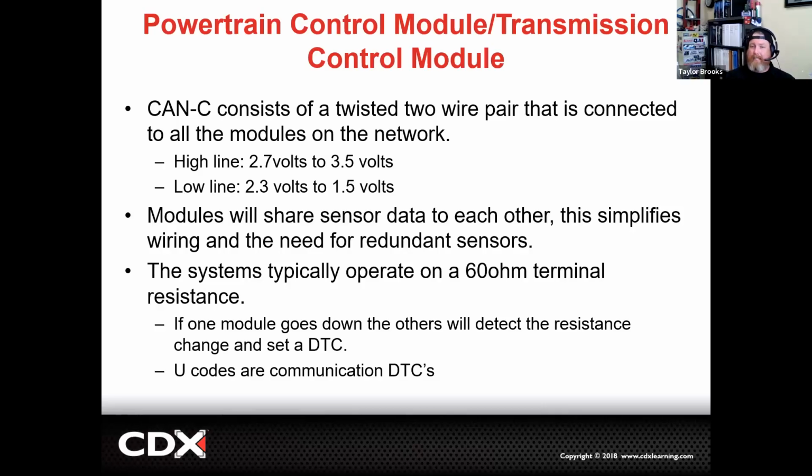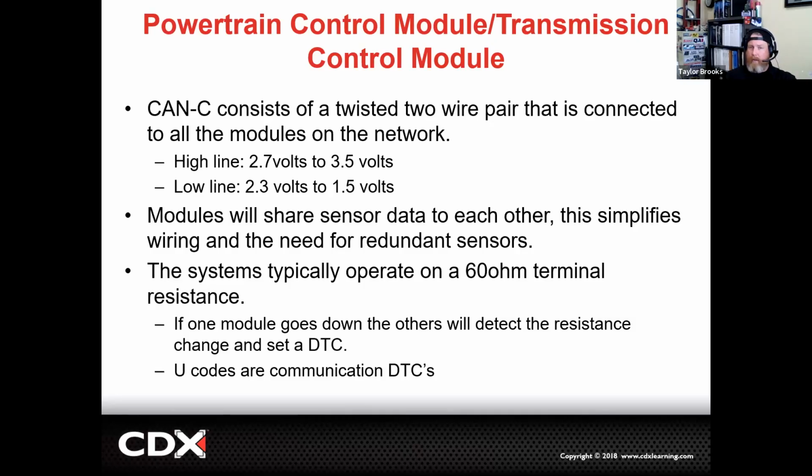Almost all systems have a 60 ohm terminal resistance for one of the two lines, meaning that if you measure 120 ohms, again, it's shorted together, and that communication line has an issue. Now, the modules do have the ability to set diagnostic codes for an issue with the communication line network. Those codes are designated with a U at the beginning of it.